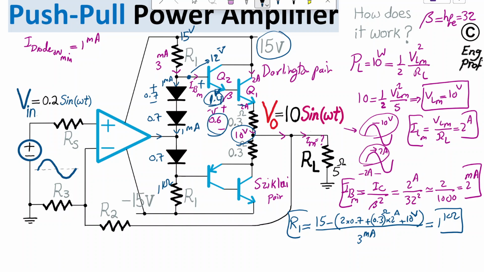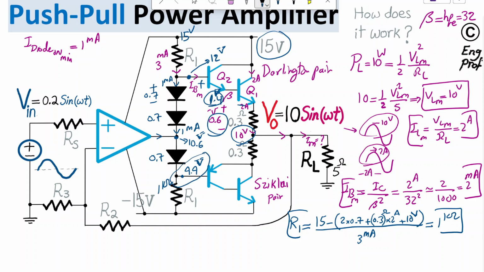But at the same time, if here we have 12 volt, at this node, because of 2 VBE drop of the diodes, we have 12 minus 1.4, which gives us 10.6 volt here, and then another 0.7 drop on top of that reduces the 10.6 to 9.9 here. So we have 9.9 volt here, and this pair is off. The Sziklai pair is off. We are in the positive swing at the output.